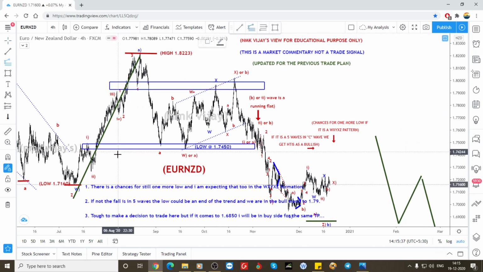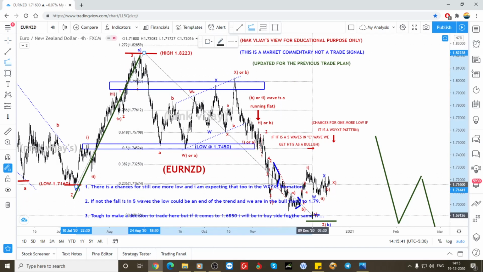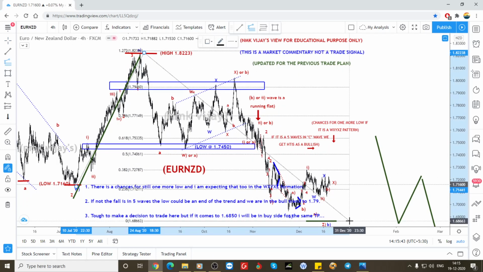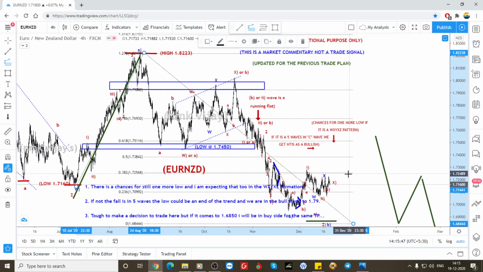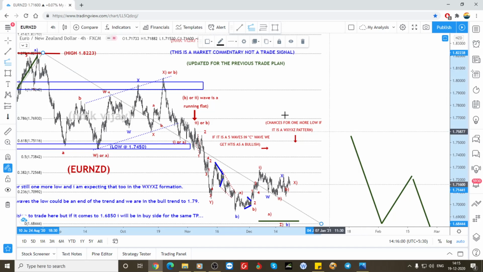So, how I get the target: this is my impulsive wave of A, and we are in the irregular flat of B. So approximately, if it goes to 1.6850, that 0.786 is 1.7690, so this is the resistance zone. Or if it goes to 1.1, it could be around 1.79, so this is my target.